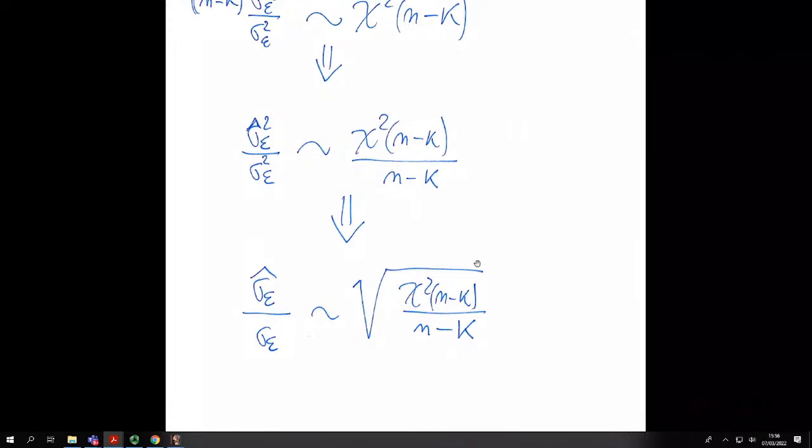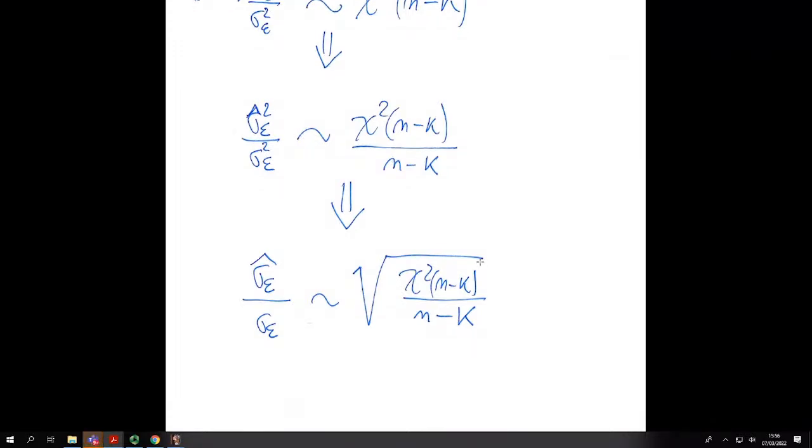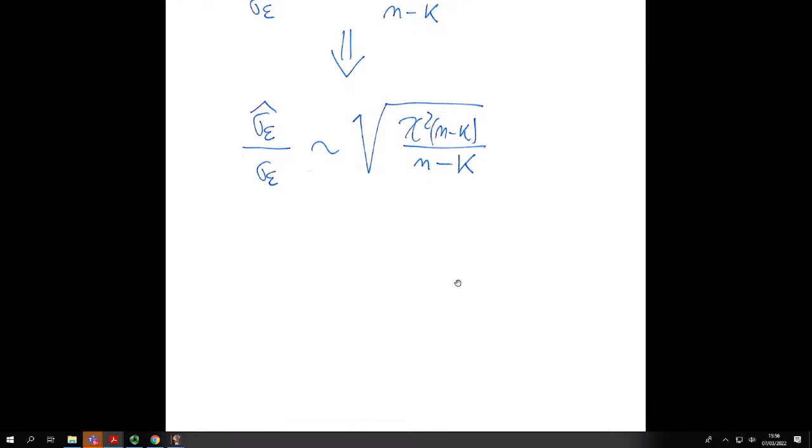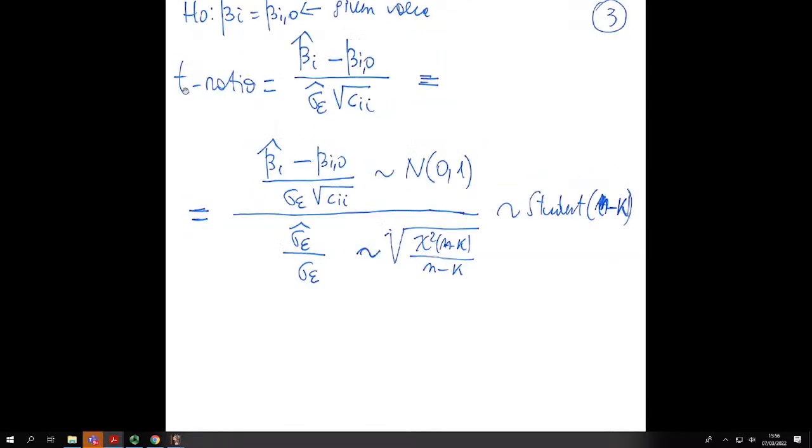Now, last step, finally, why am I doing this job? Why do we have the student t distribution? I'm putting the two things together. Imagine that I want to test the null hypothesis that beta i, say for instance the second coefficient in our model in the population, is equal to 0.5. This is a given value, okay? I want to test that beta 2 is equal to 0.5. This is my null. The alternative is that beta 2 is different from 0.5.